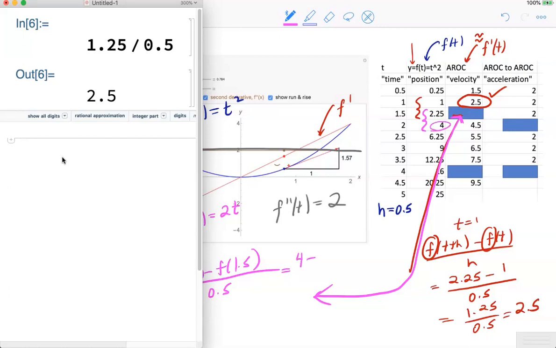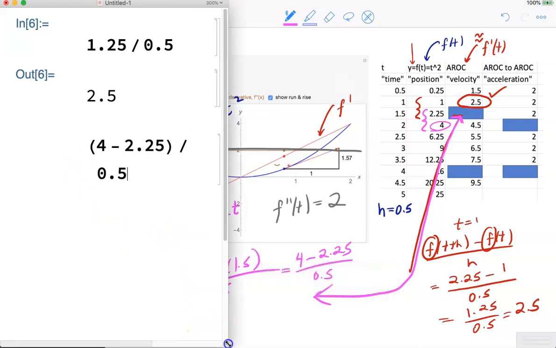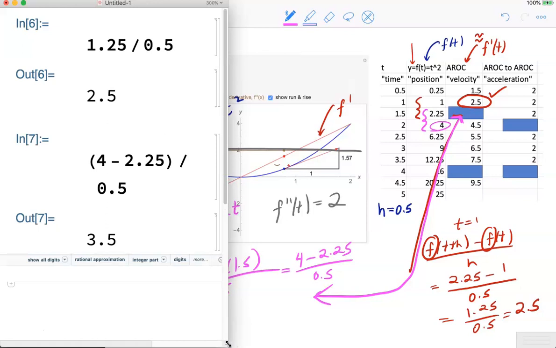The function evaluated at 1.5 is 2.25, over 0.5. So that would be 4 minus 2.25, and then we're going to divide all of that by 0.5. And this is where we started the course, the very beginning of the course, and then you get 3.5 for the answer there. Okay, and you could fill in this other blank. You should try that one and see what happens.